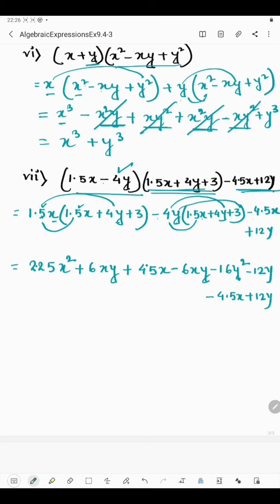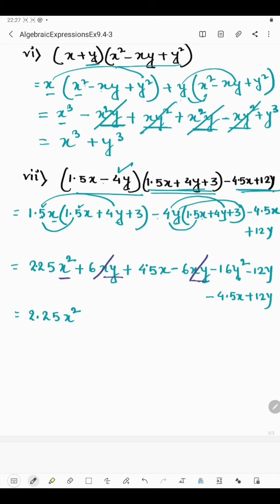Now the multiplication part is over. Now we will check if there is any like term, and we will add or subtract. At first we have the x square term, and it is present only once, so this will remain the same, 2.25 x square. Now next we have xy. Here is xy and here is xy. So 6 minus 6 is 0. So we can cancel this.